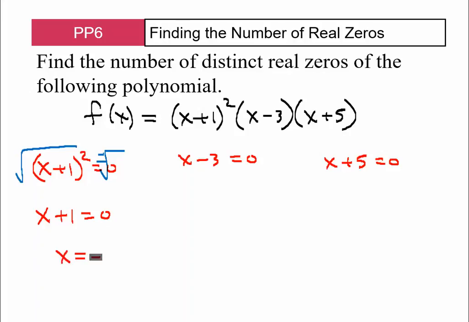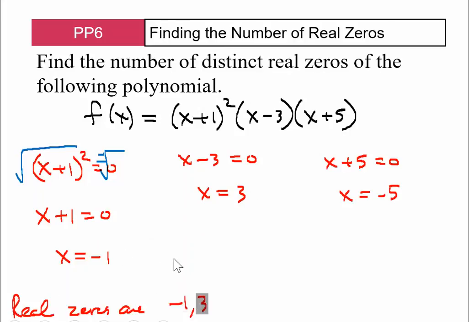Alright, subtracting 1 from both sides, you get x is equal to -1. Over here, adding 3. Over here, subtracting 5. And we have 3. Find the number of distinct, there are 3 real zeros, and they are -1, 3, and -5. That's the way the book puts it.